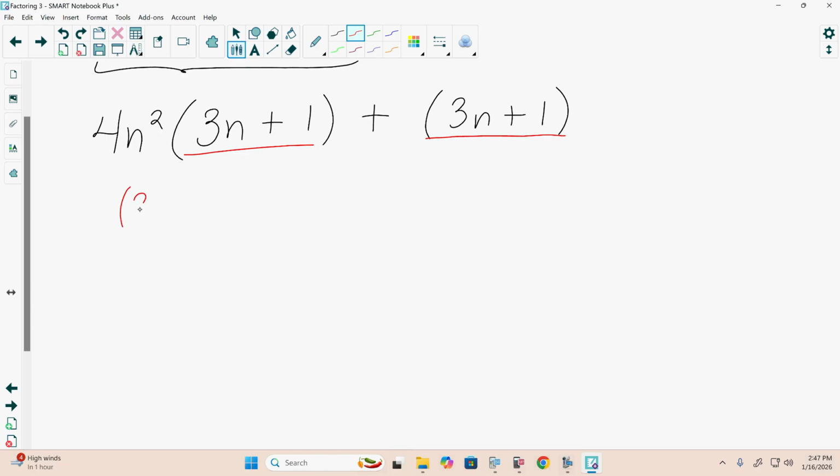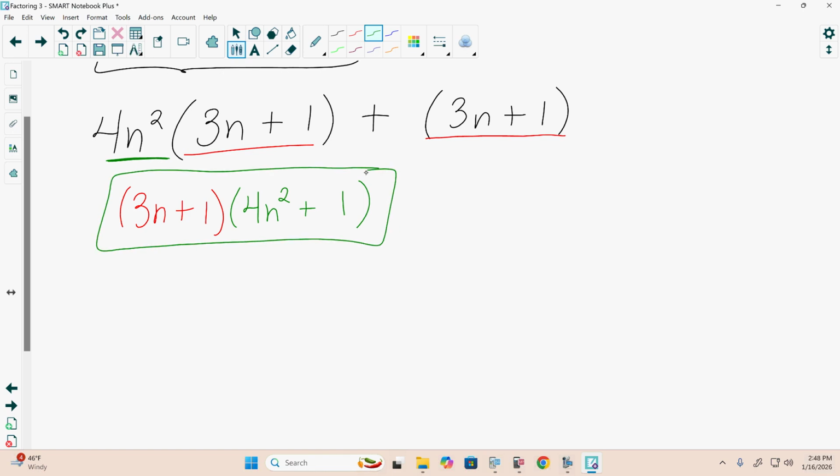Because we can still factor 3n plus 1 out of both terms. When we factor it out of our first term, what we have left is 4n squared. Plus, because that's the sign in the middle, what would I get when I factor 3n plus 1 out of 3n plus 1? 1. Because really what we're doing is dividing it by 3n plus 1. We're dividing it by itself. Anything divided by itself is 1. But incidentally, that is as far as it goes. That is the answer.